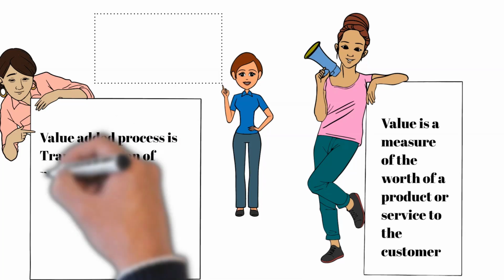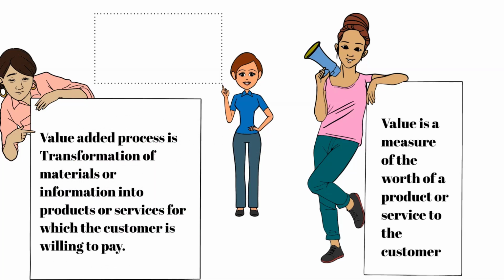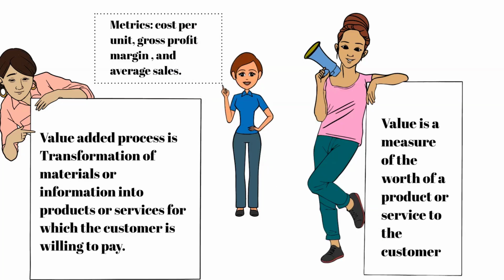Value-added process is the transformation of materials or information into products or services for which a customer is willing to pay. To measure the value, we can use 3 metrics: cost per unit, gross profit margin, or average sales, or the combination of all 3 measures. You can use these metrics to determine whether your company is creating products or services that customers find valuable enough to purchase at a certain price point.